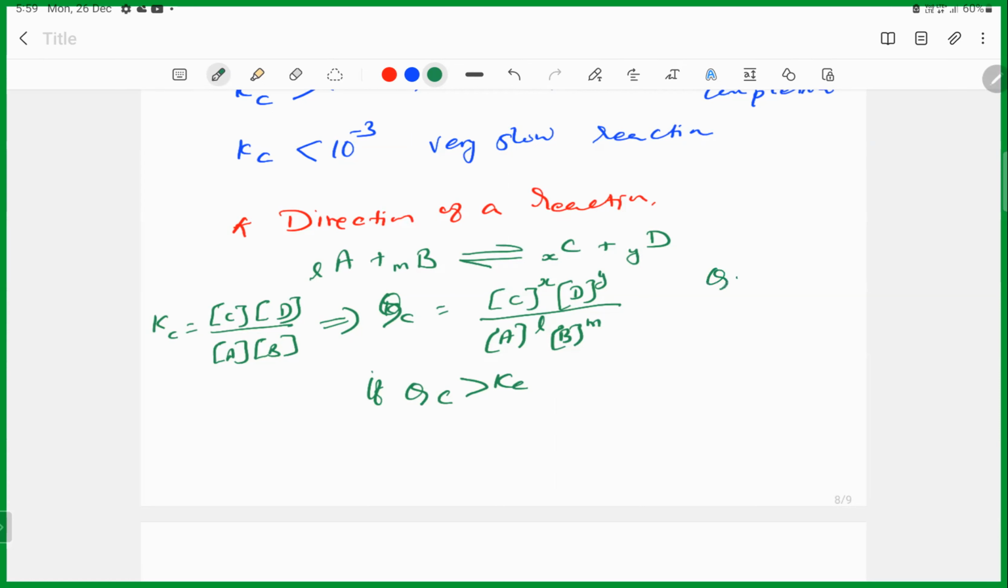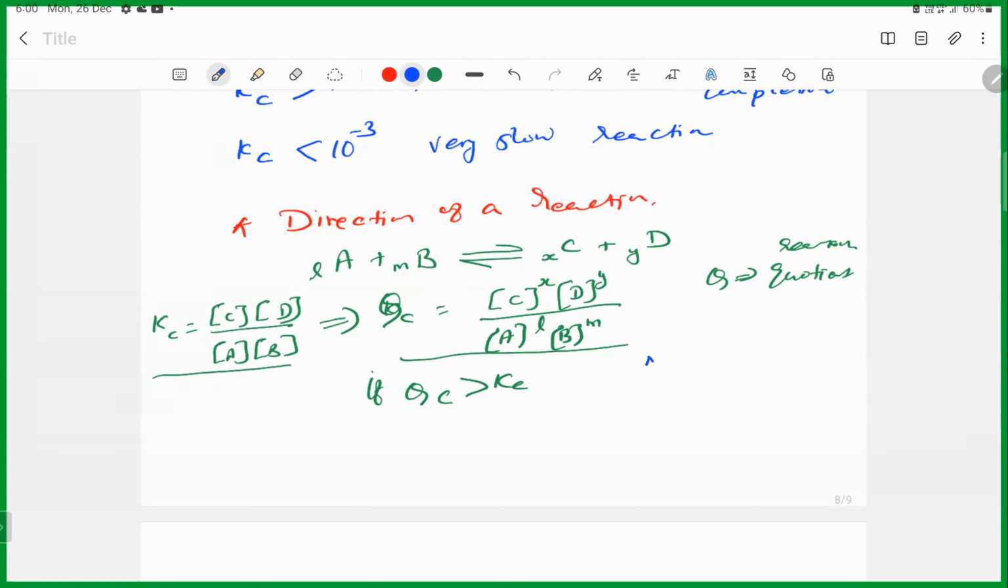Reaction quotient. It's nothing but quotient of the reaction. The reaction quotient Q is defined the same way as the equilibrium constant, except the concentrations in Qc are not necessarily equilibrium values. Okay. For the general reaction, we can write the equilibrium constant like this, and the reaction quotient will be like this. Suppose if the reaction quotient is greater than Kc, then the reaction will proceed.